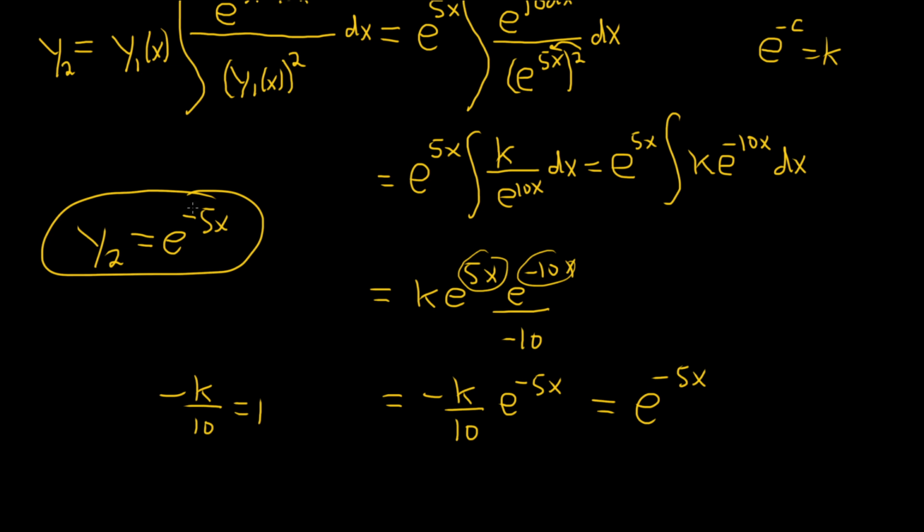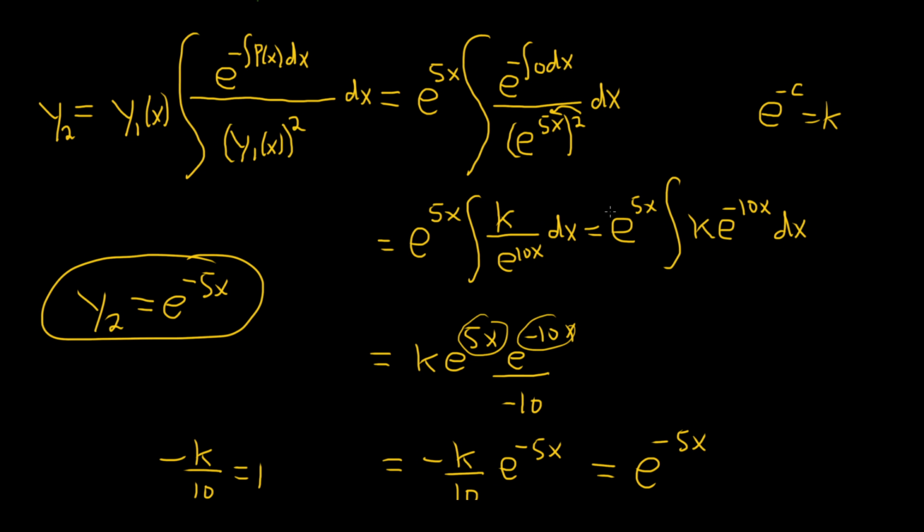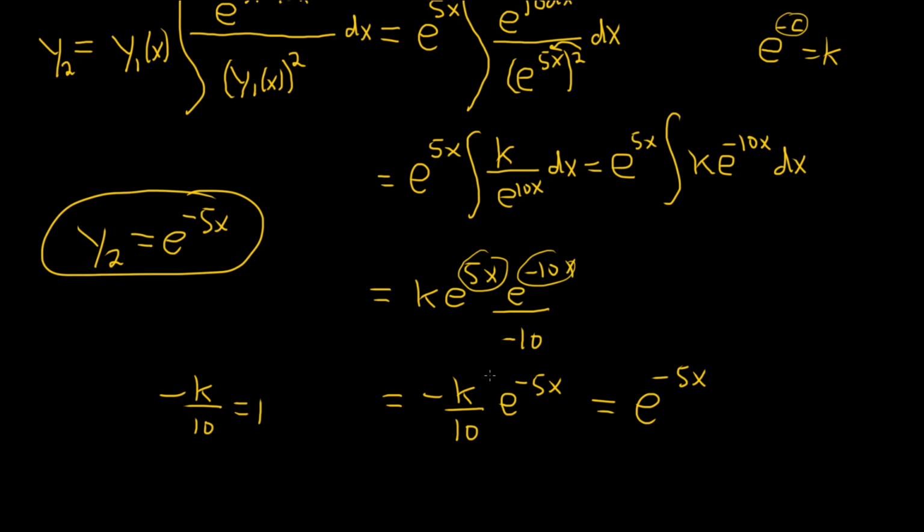So you're allowed a lot of freedom here with the constants. Like even up here, if I would have said, oh, I'm just going to pretend c is 0 and I just get 1, no big deal because we end up ignoring all the constants at the end anyways. So it doesn't really matter.